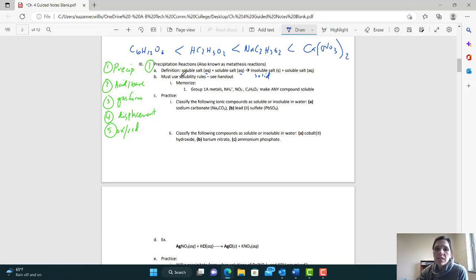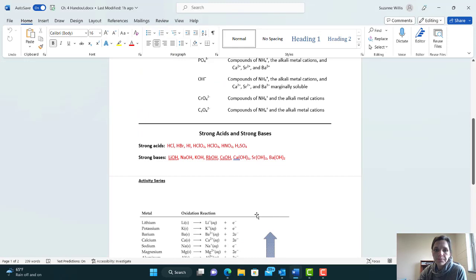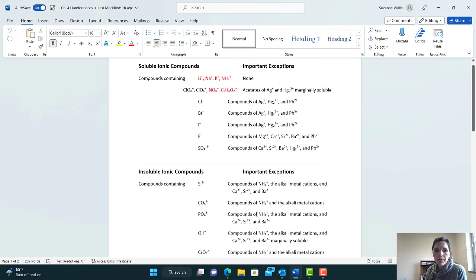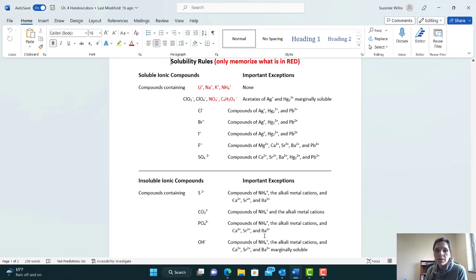So here we have to use what are called solubility rules. One of the handouts for this chapter that I mentioned earlier is here. It includes the solubility rules. What it's going to tell you is which ionic compounds dissolve and which don't. Remember earlier in the chapter I told you in general ionic compounds are very soluble, but there are some exceptions, okay? So here is how you determine this. You only have to memorize the ones in red, and I'll explain.